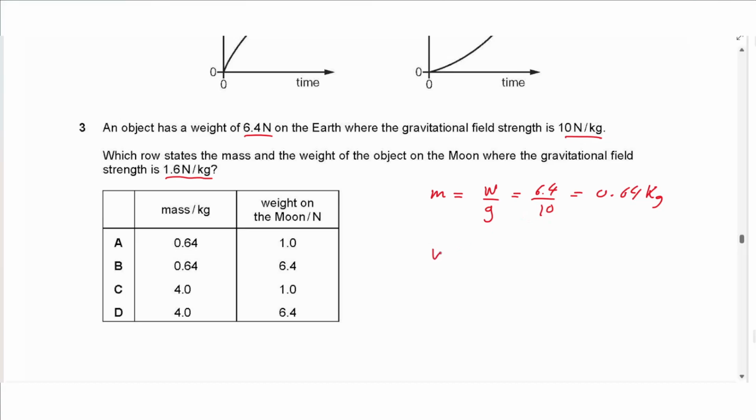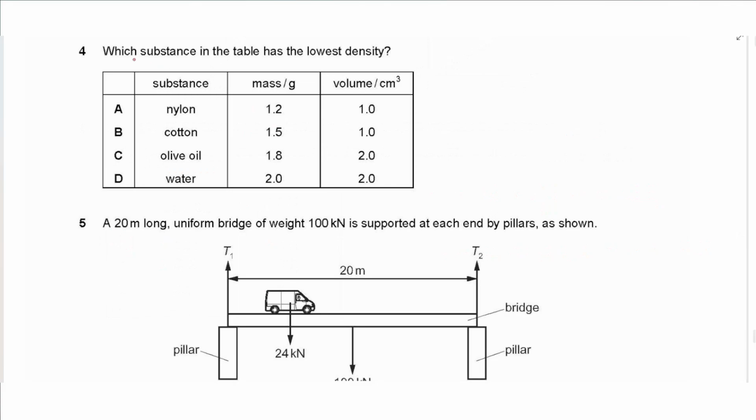And then we calculate the weight on the moon by multiplying the mass 0.64 times the new gravitational field strength 1.6. That will give us an answer of 1.024 newtons. So we have 0.64 the mass and approximately 1.0 for the weight on the moon. So we choose A.